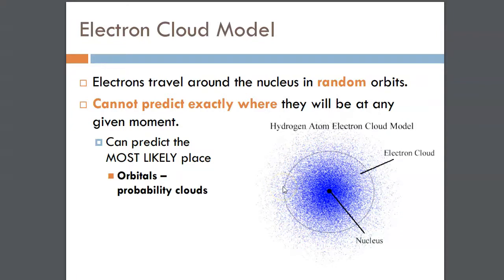So I like to show this picture because I think it gets across the idea that these are not tangible objects. And I think that's really important. We call them probability clouds because it's where we have a high probability of finding that electron. It doesn't mean the electron can't be over here or way over here or off the screen somewhere. It's that this is where it's most likely to be found.